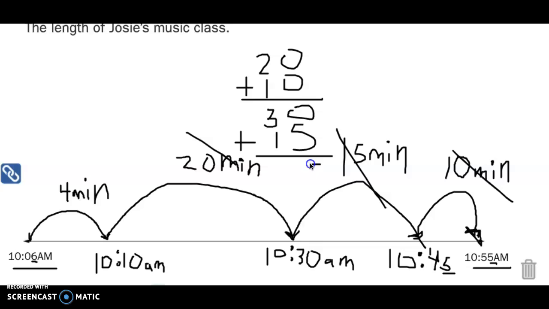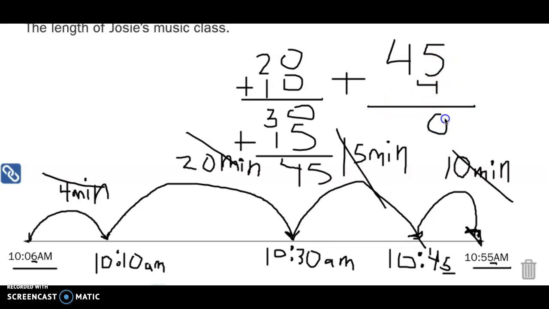0 plus 5 is 5. 3 plus 1 is 4. I'm at 45. Now I need to add my last one. I'm going to add 4 minutes. 5 plus 4 is 9. 4 plus nothing is 4. How long was Josie's music class? 49 minutes. We figured that out with our clock, didn't we? We got the same answer, 49 and 49 on our clock before.